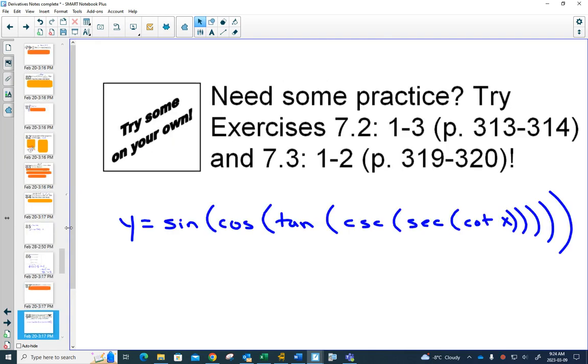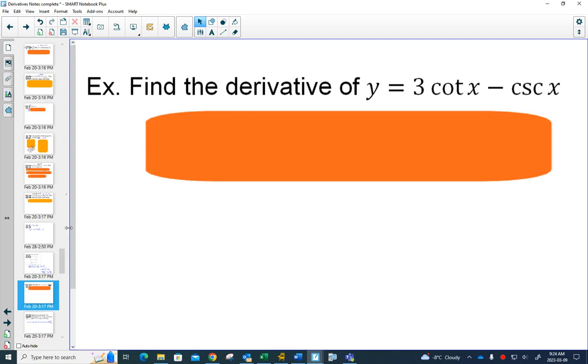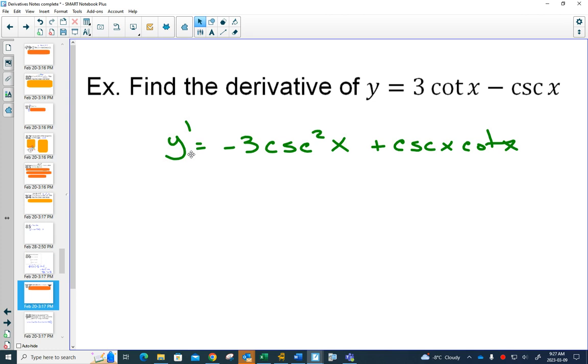Okay, so try using those new formulas. Try this one. Oh, okay. All right. So using the formulas, you could do this directly and get those answers. If you did it by changing it to sine and cos, you would have got a different answer. That would be equivalent.